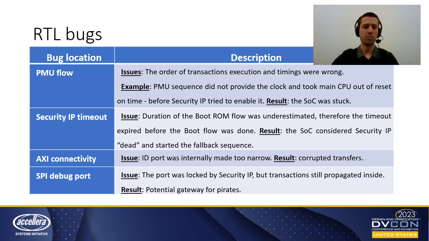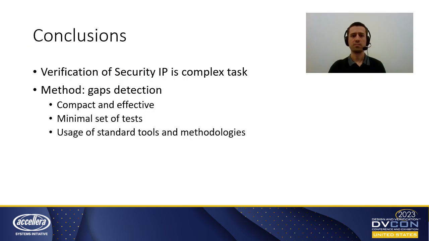Another bug is related to AXI connectivity. The ID port was externally made too narrow, so the transfers were corrupted. And also a very important bug was found in the SPI debug port, which was supposed to be locked in secure boot mode, but it wasn't, so it was a potential gateway for the pirates.